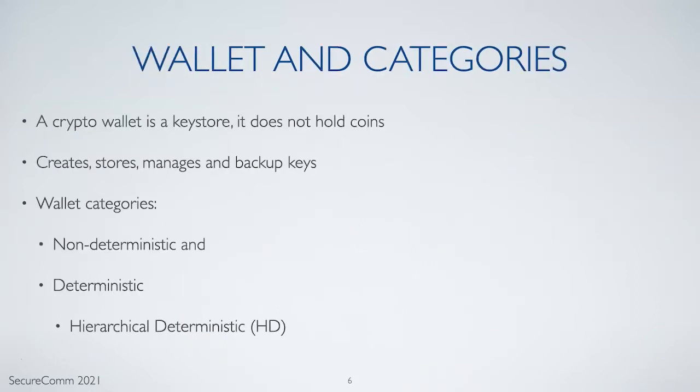A crypto wallet app is a key store that contains private and public keys. On behalf of the user, it can create new keys, manage the keys, and the user can take backup of the keys. The user can sign transactions using wallet apps and keep track of funds. There are 2 types of wallet based on how they generate keys: non-deterministic and deterministic. HD or hierarchical deterministic is the most popular scheme of deterministic wallet.